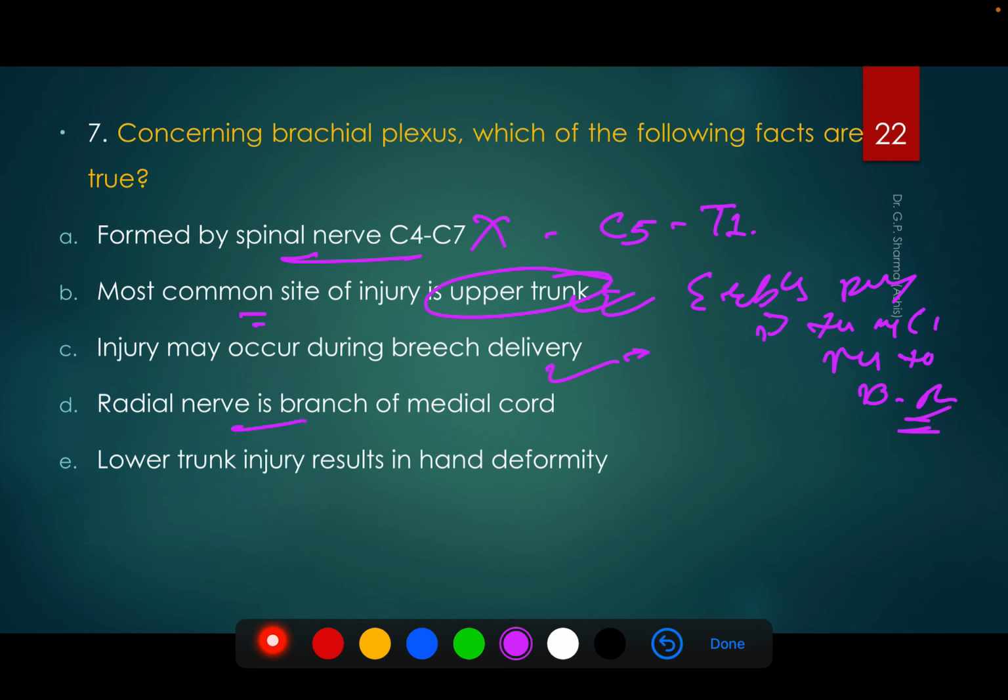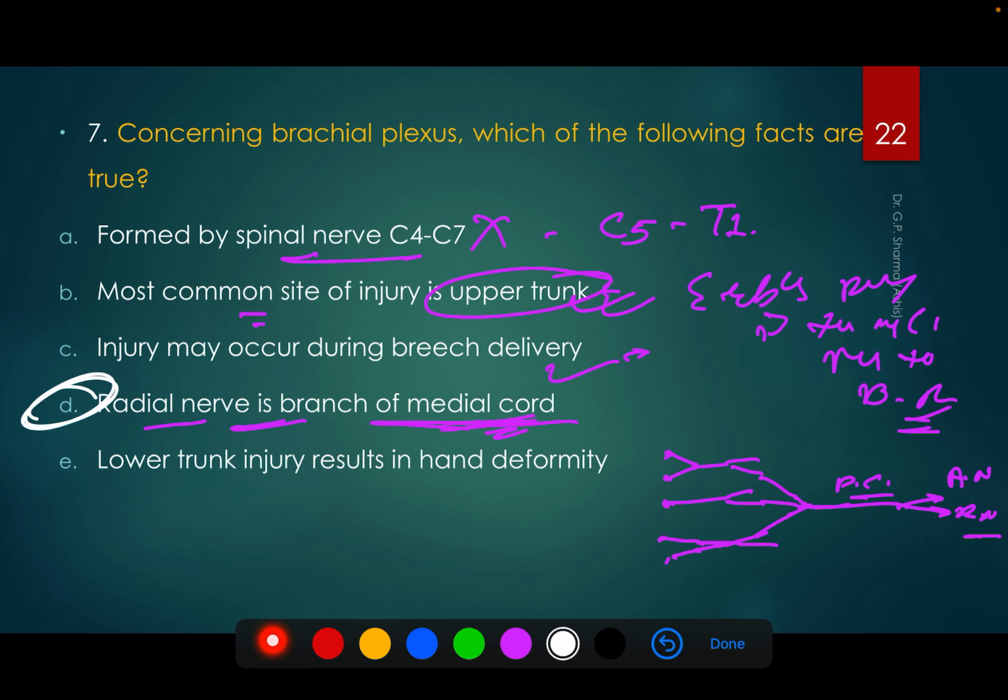Radial nerve is a branch of the medial cord. Is this true? Let's see here. It's going like this. Yes or no? It is dividing. And here we are having the posterior cord. From the posterior cord we have the axillary nerve and we have the radial nerve, right? So it's a branch of the posterior cord, not the branch of the medial cord. So that should be wrong.